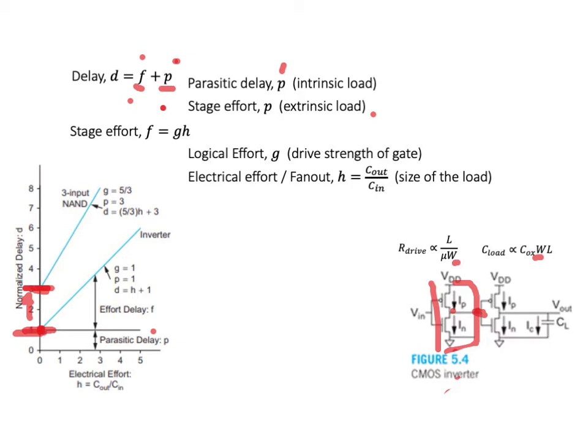Now, the other part of the model refers to the extrinsic load, the ability of this particular gate to drive multiple loads at its output. We represent the load by a comparative parameter known as the electrical effort of the fan out, given by H. That is the combined output capacitance from all the gates that need to be driven by that output, as compared to the input capacitance of the driving device. What does this mean?